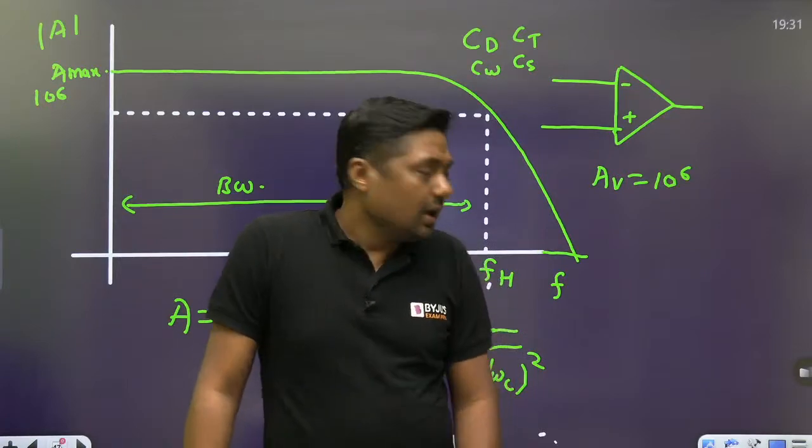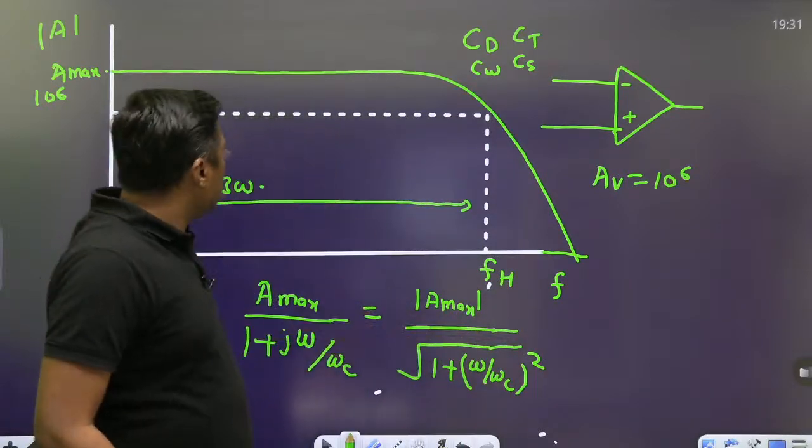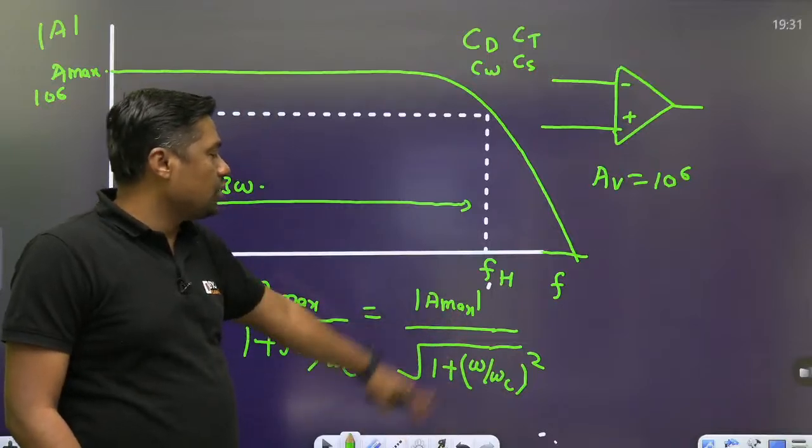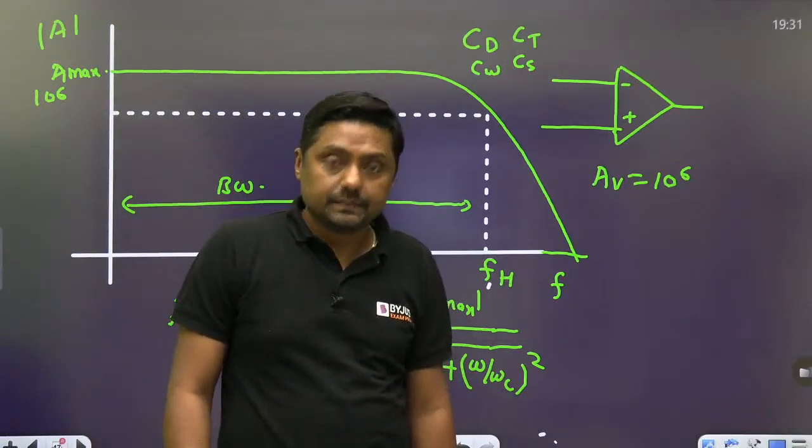Not clear? And this is the standard formula for low pass. It behaves like a low pass filter. So this is the standard formula for a low pass filter. That's why we are getting this. Okay, next question.